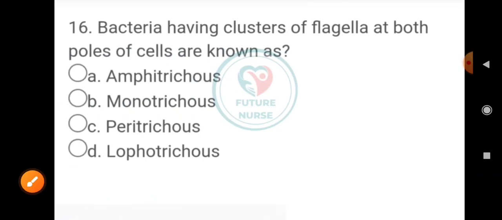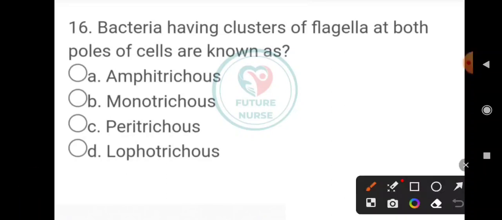Bacteria having clusters of flagella at both poles of cells are known as, options: Amphitrichous, Monotrichous, Peritrichous, Lophotrichous. So the correct answer, Amphitrichous, which is having clusters of flagella.